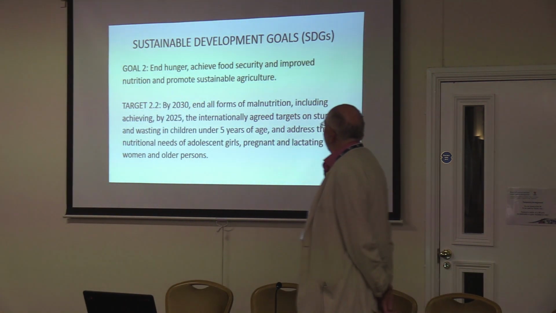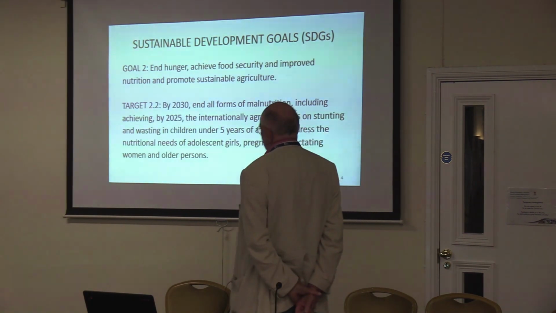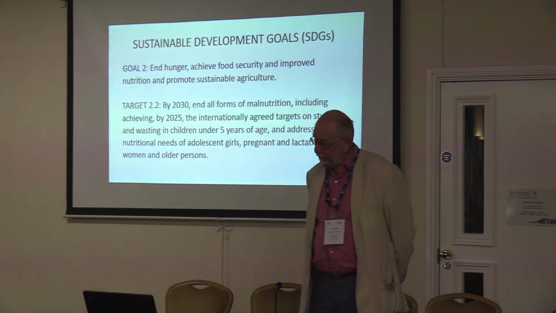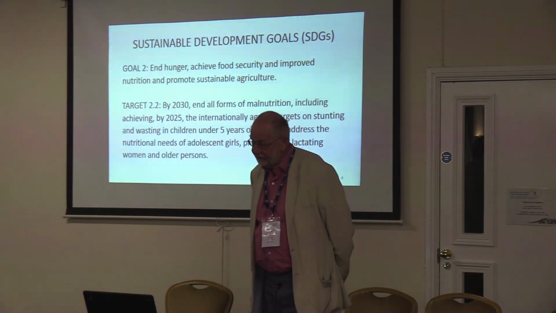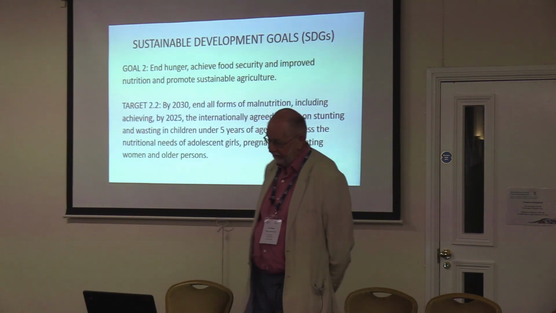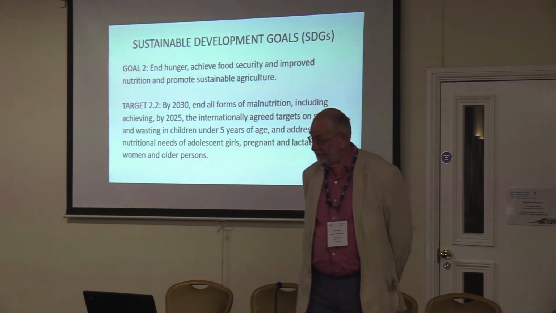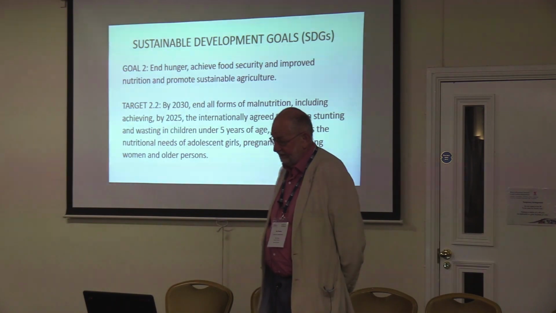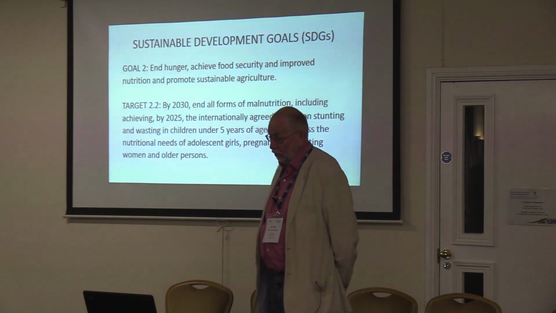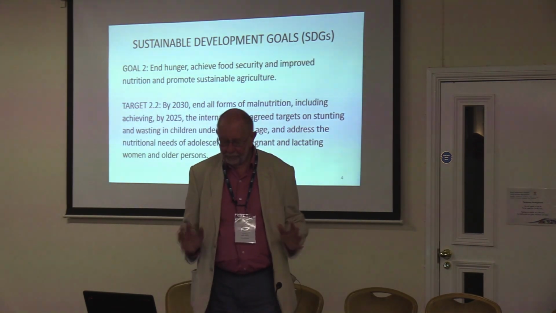Within that, we have target 2.2. By 2030, end all forms of malnutrition, including achieving by 2025 the internationally agreed targets on stunting and wasting in children under 5, and addressing the nutritional needs of adolescent girls, pregnant and lactating women, and older persons. So these are strong targets.